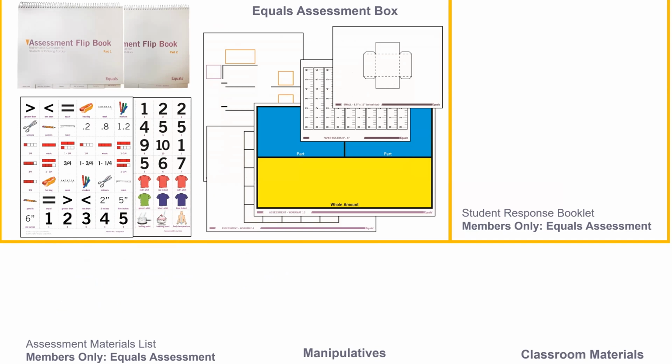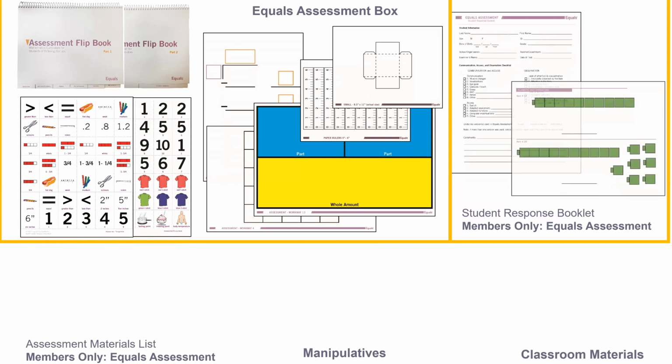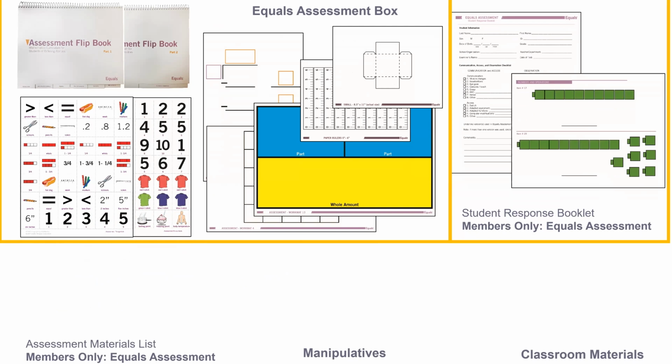The student response booklet, found in the assessment folder in members only, includes the protocol and student response pages. You will need 1 per student. If you're using electronic scoring, you will not need the protocol if you have access to a computer as you are assessing your students. If you don't have access, use the paper protocol and transfer the scores from the assessment items given to the electronic scoring protocol.